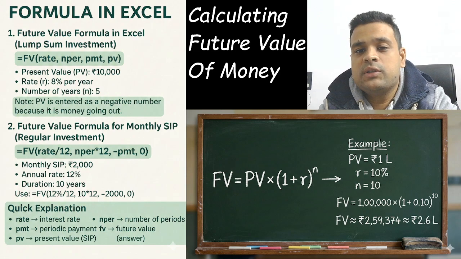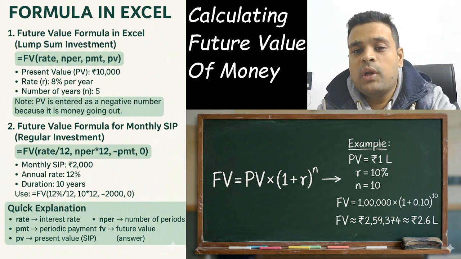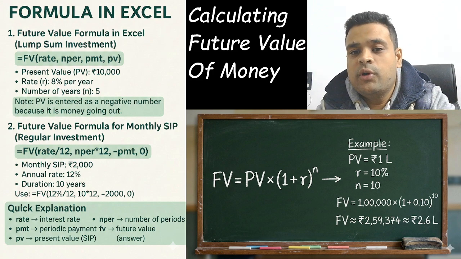If we do a regular SIP and we want to calculate the future value, we can do that also through that Excel formula. So here FV is equal to future value, PV is present value, R is the rate of return, and the number of years is represented by NPER. Both the formulas are depicted on the left hand side, and you can cross-tally yourself.